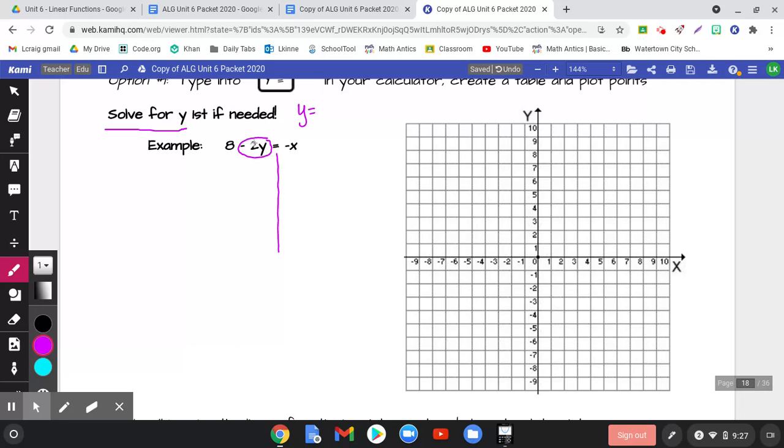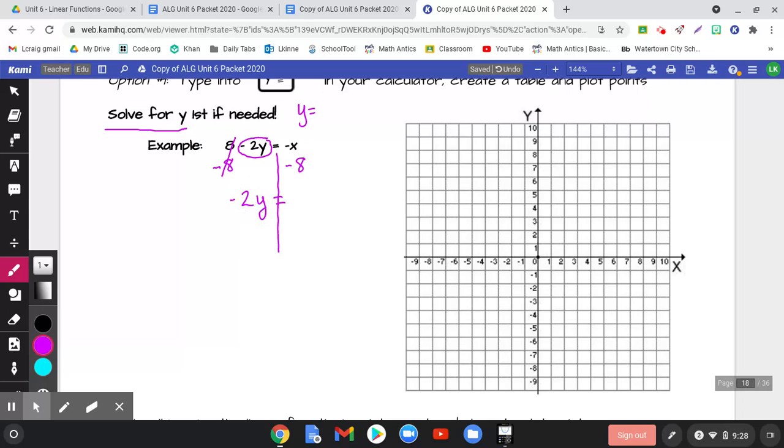So the negative 2 and y are connected, so they're going to stay together the longest. What we need to get rid of is this 8. Since it's positive, if you want to move it to the other side, we're going to subtract 8. And whatever you do to one side of the line, you want to do to the other. So now I'm left with negative 2y equals.